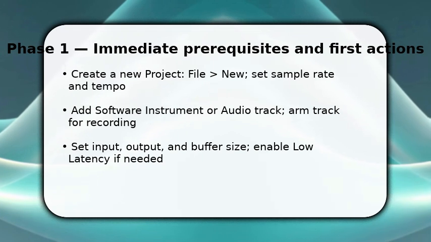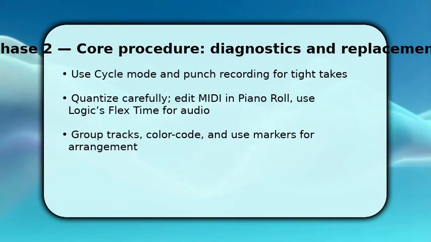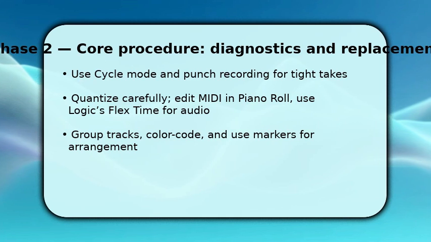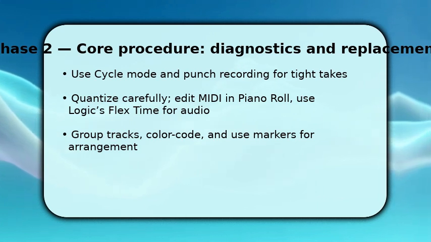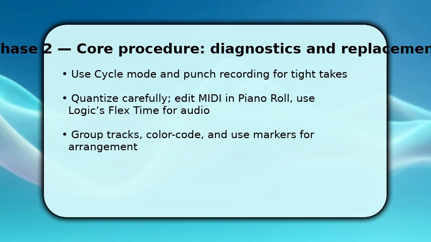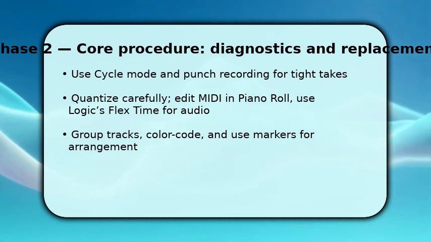Begin recording with cycle mode for comping multiple passes. Use punch recording to fix sections without stopping. For MIDI, open the piano roll and edit velocity, length and timing and quantize only when musically appropriate. For audio, apply flex time to correct timing without artifacts.